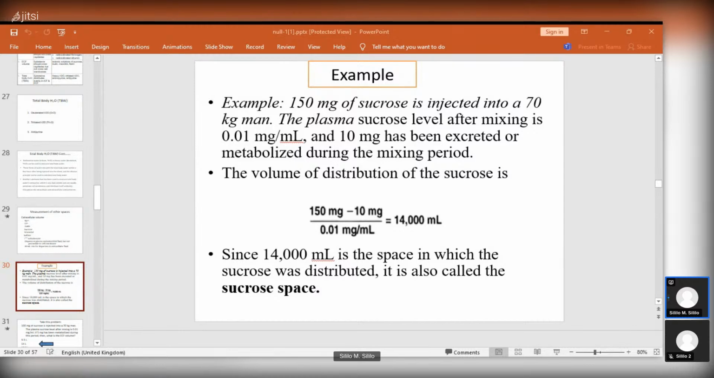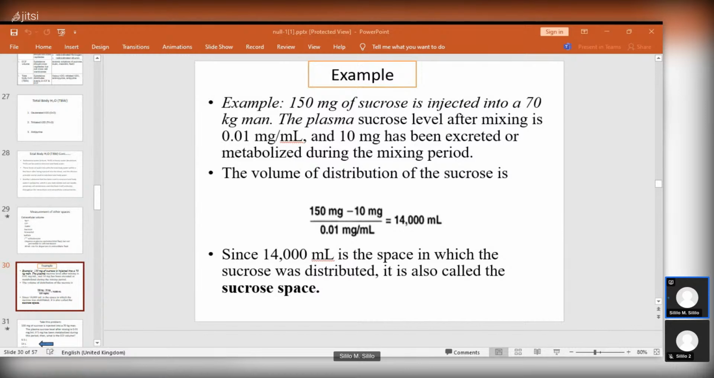how are we subtracting the 10 milligrams? Because a certain amount was excreted. It has been excreted or metabolized, and that's why we are subtracting that. So that was the highlight I was trying to give you. Basically, your body is like that beaker. You can dilute a dye or an indicator in there, and then we use it to calculate your volume, and that's how we calculate your ECF.